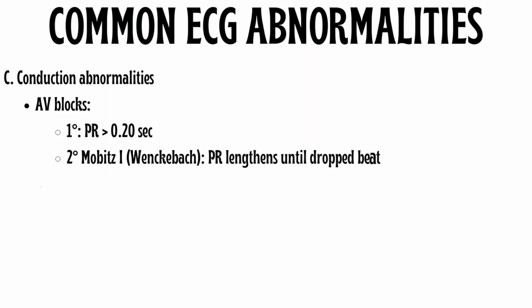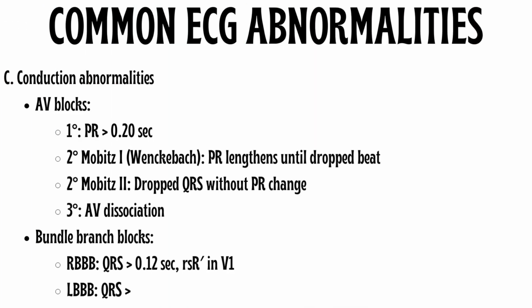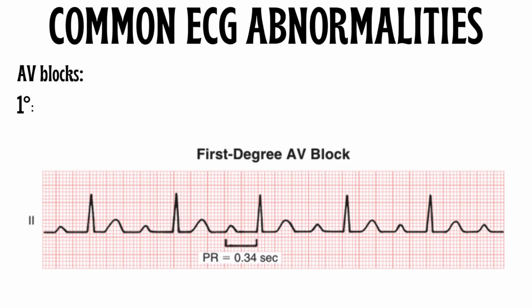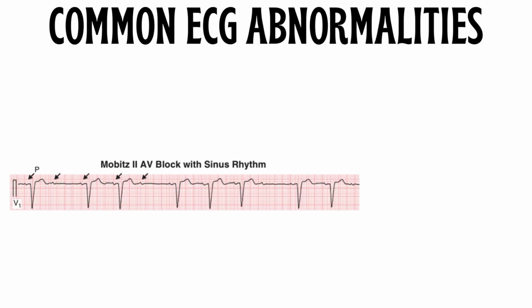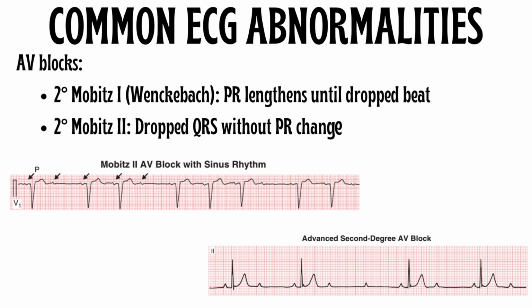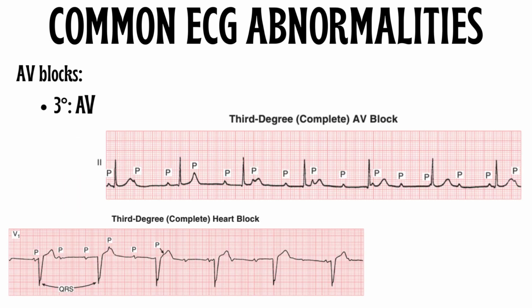First degree AV block has a prolonged PR interval. Second degree Mobitz type 1, or Wenckebach, has progressive PR lengthening until a beat is dropped. Second degree Mobitz type 2 has dropped beats without PR change. Third degree AV block has complete dissociation between atria and ventricles.